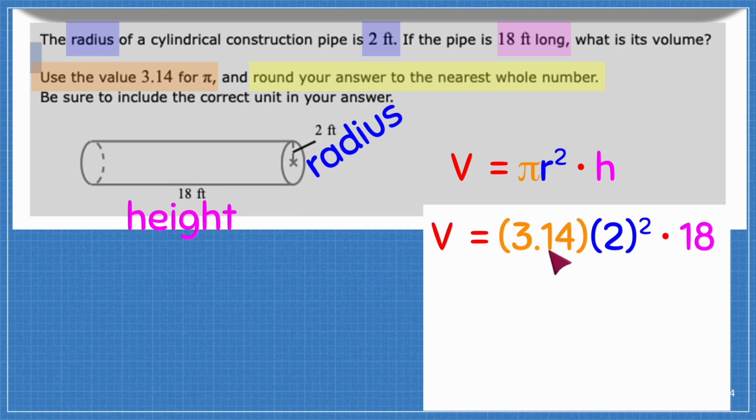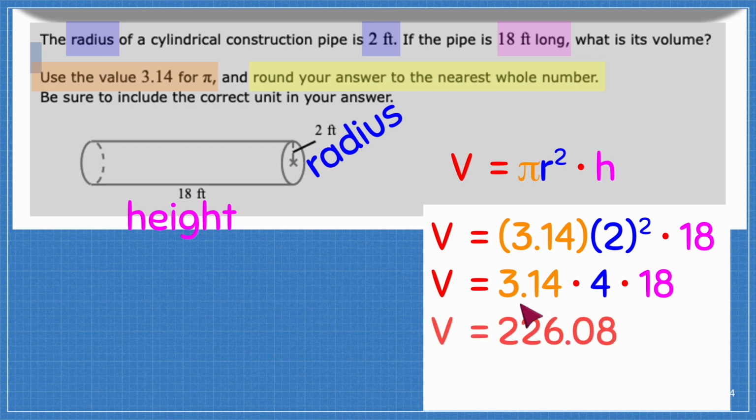So I have volume equals 3.14 for pi, 2 is r, so r squared here, and then h is 18. Now I'm going to do the 2 squared first, just to deal with that. And now I'm going to multiply straight across on my calculator. I'm going to go 3.14 times 4 times 18. So I do all of that at the same time. I get 226.08. Since I want to round to the nearest whole number, I do need to make sure that I round that.